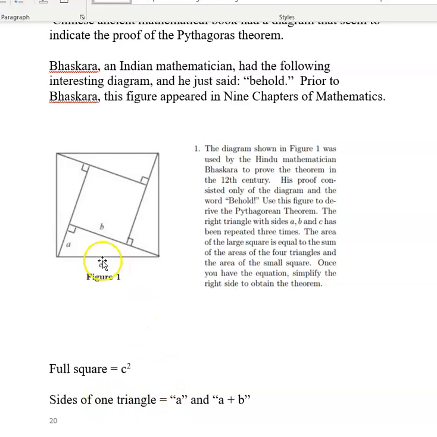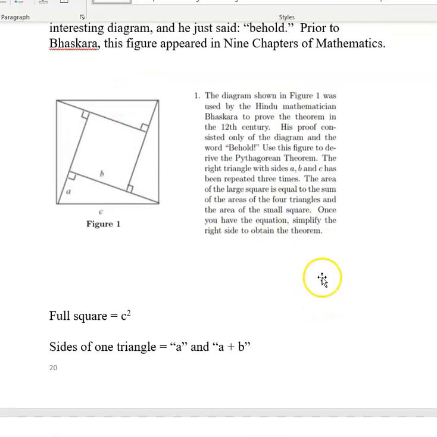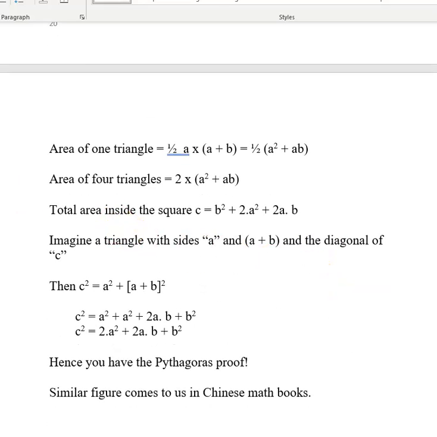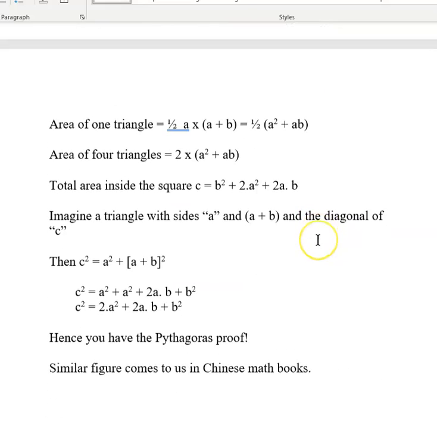Sides of one triangle are A, this side is A, and this is B, and this is A again. So the area of one triangle is half A times A plus B. This is the area of one triangle. The area of 4 triangles, there are 4 triangles here, would be 2A squared plus 2AB. Simplify this. The total area inside the square is C squared. It should be C squared equals B squared plus 2A squared plus 2AB. B squared is this square plus the 4 triangles.